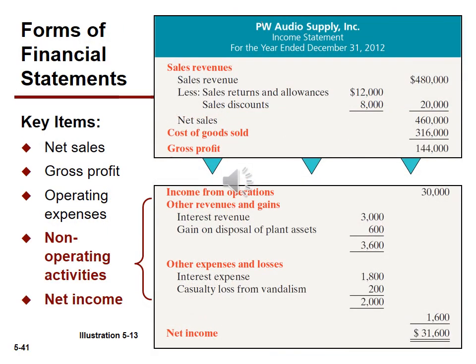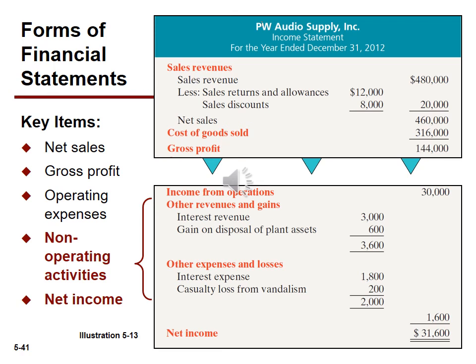So here the last key item is the non-operating activities. As you can see, PW has some income from operations and other revenues and gains. These include interest revenue and gain on disposal of plant assets totaling 3,600. So we add those to the income from operating activities, and then we subtract other expenses and losses. Here we have interest expense and casualty loss from vandalism, and these two items totaling 2,000.